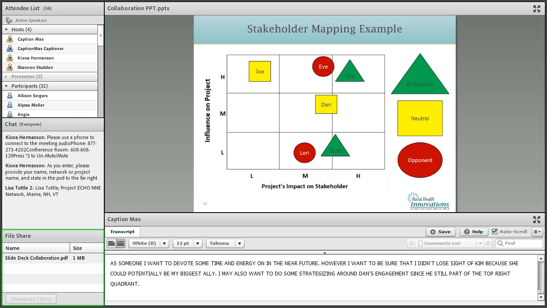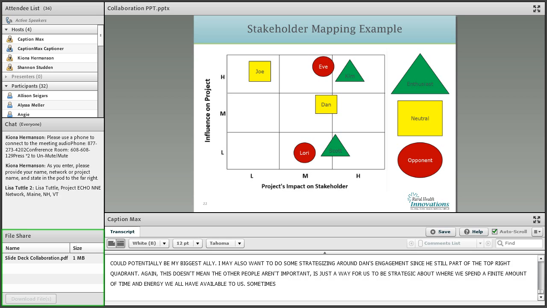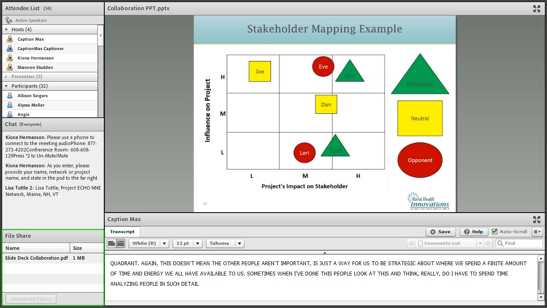You can see that if you look in the upper left-hand corner, Joe has strong influence over what the network does. He isn't very strongly impacted by the work of the network because he is in the low box on the horizontal axis. And he's been classified as fairly neutral. He's got a yellow square.